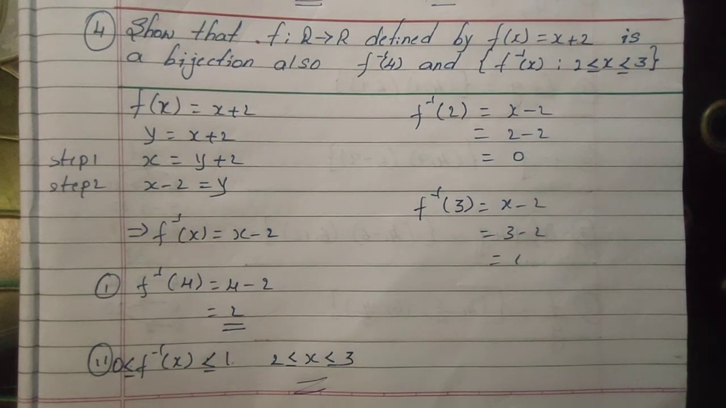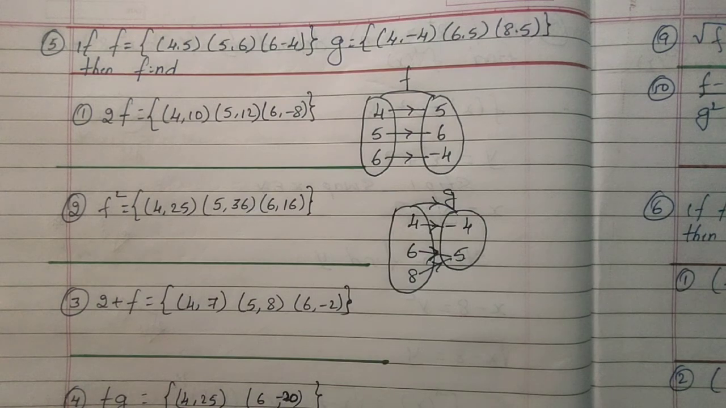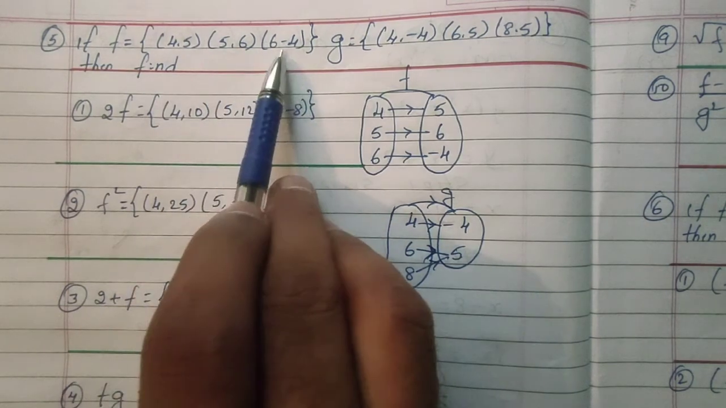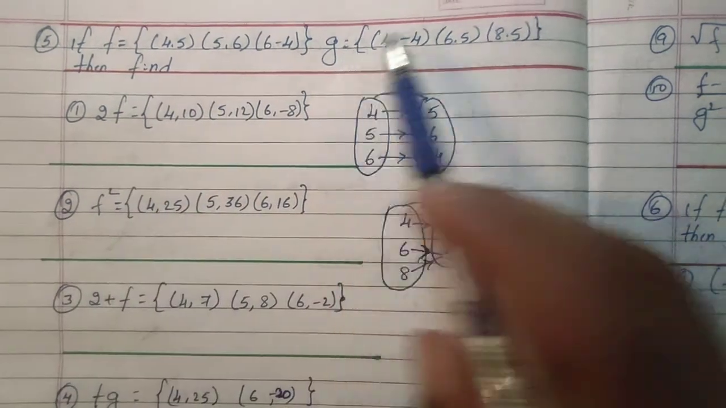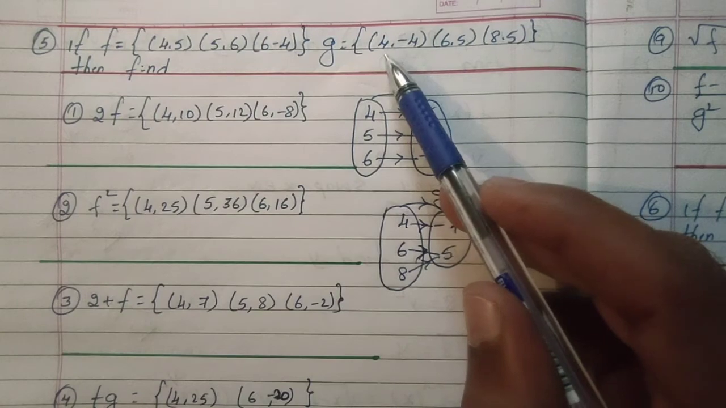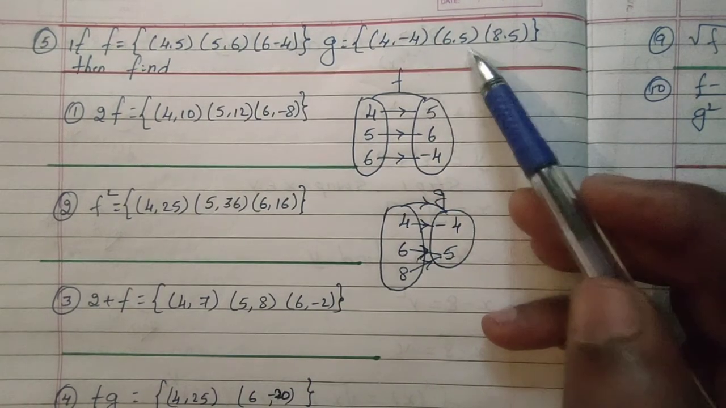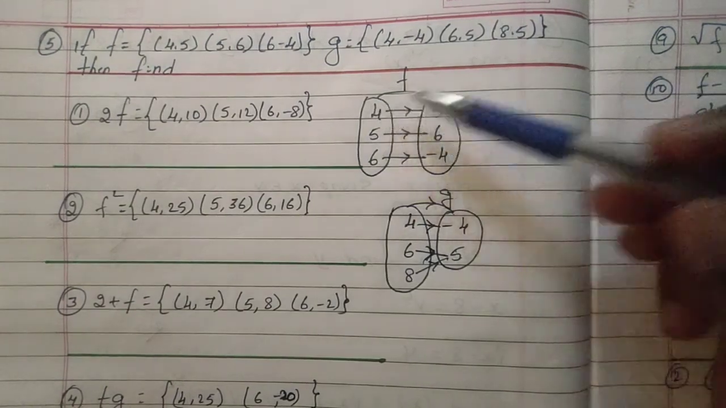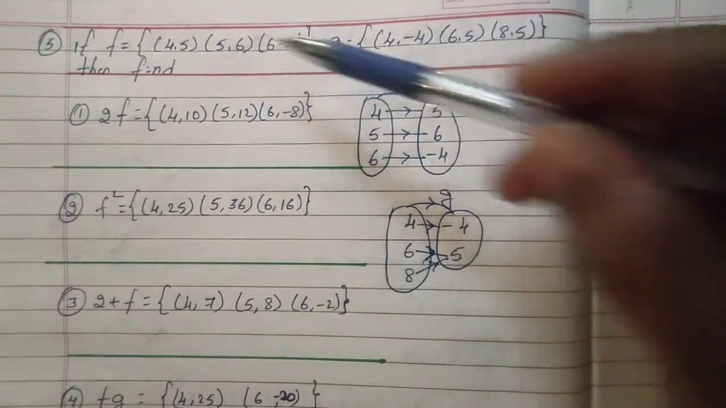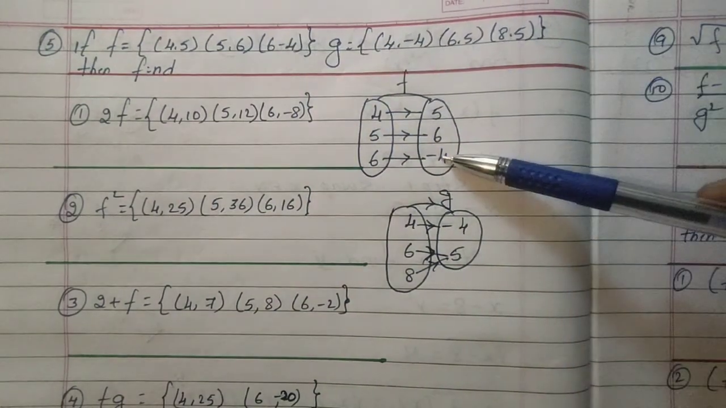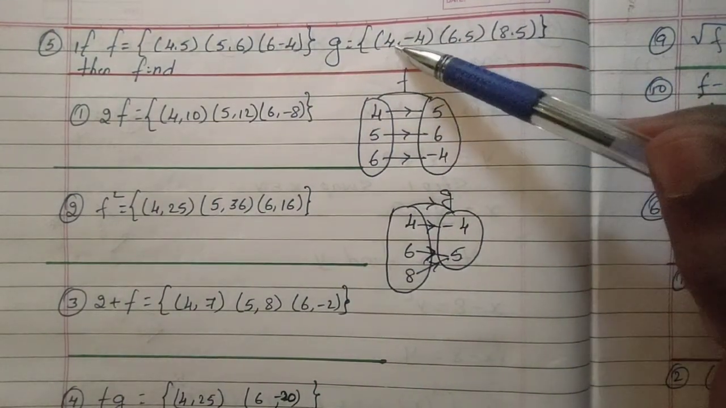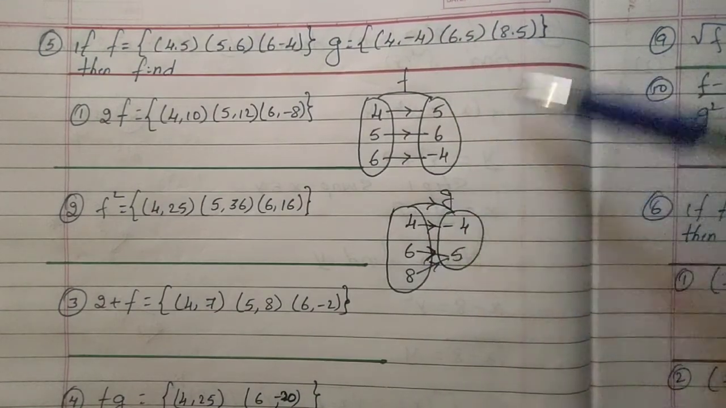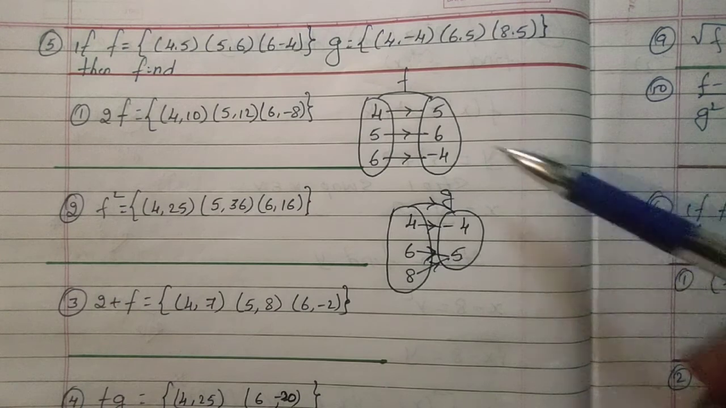Next question. If f is a function {(4, 5), (5, 6), (6, -4)} and g is another function {(4, -4), (6, 5), (8, 5)}, means 4 is related with 5, 5 is related with 6, 6 is related with -4 in the f function. In g, 4 is related with -4, 6 is related with 5, 8 is also related with 5. This is the g function.